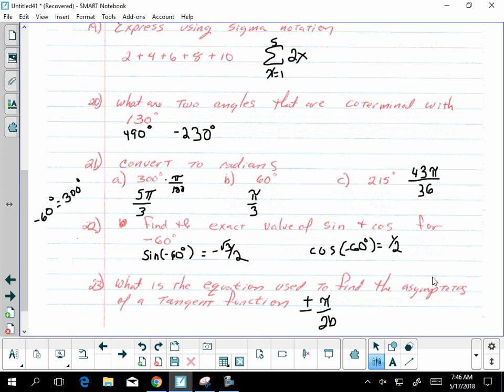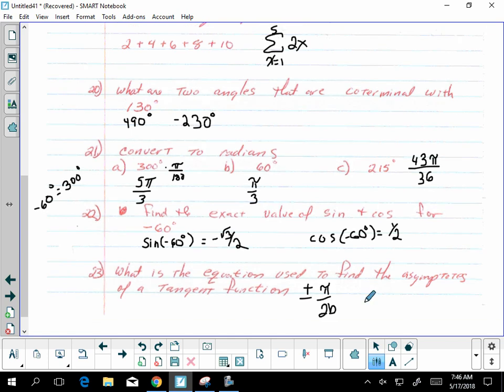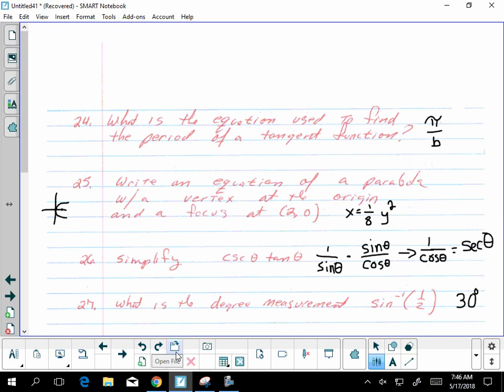On 23, what is the equation used to find the asymptotes? Plus or minus pi over 2b. I didn't put any examples down there because I'm assuming that you guys can plug the b in there. The plus or minus, you're going to get 2 of them. What's the equation to find the period? Pi over b. And that makes sense because there would be one period between 2 asymptotes, so they're cutting those asymptotes in half.